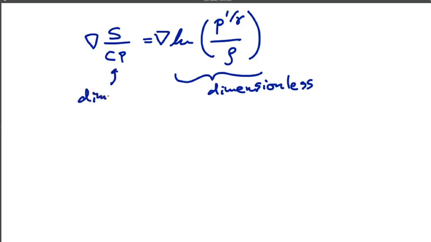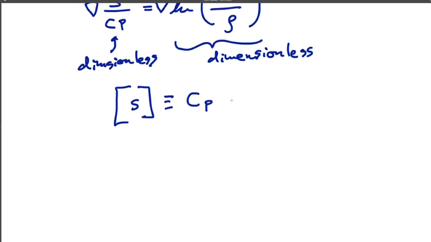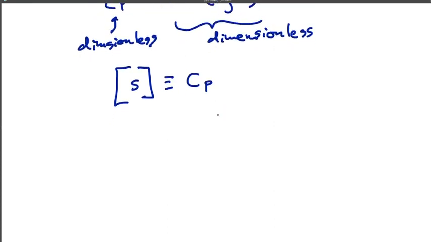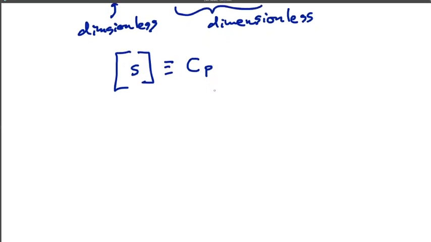And so what that means is that the units of specific entropy S have the same units as the specific heat at constant pressure, ergs per gram per K, basically. How much energy does it take to heat up a unit mass 1 degree?